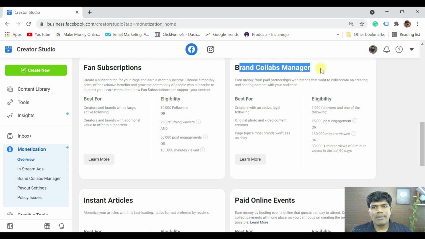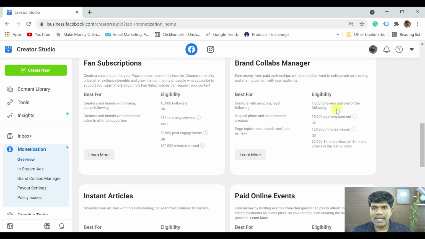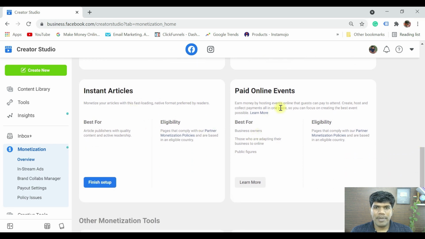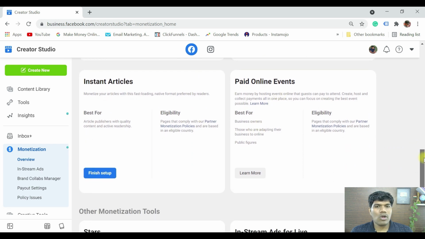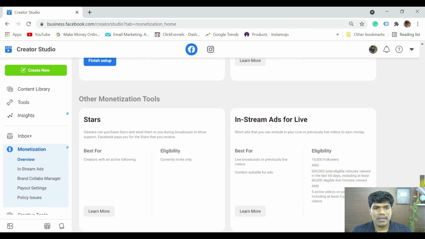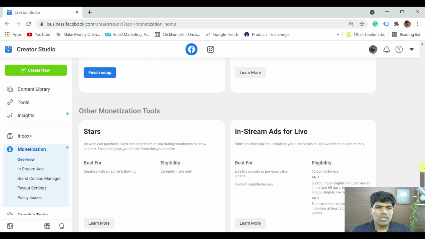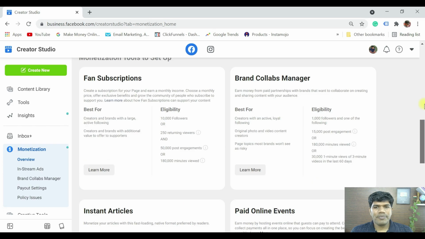Next is brand collabs manager. Again, earn money for paid partnerships with brands that want to collaborate on creating and sharing content with your audience, right? So this is more for collaboration and the criteria has been mentioned here. Instant articles, paid online events. If you want to conduct any paid online events on your page, you can certainly do that. Stars, in-stream ads for live, right? So those are all the options that are available.